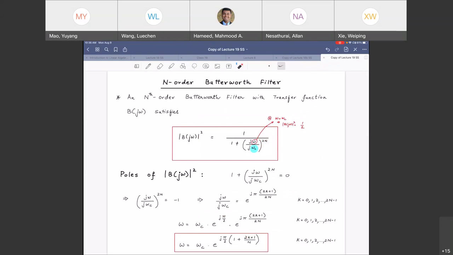So given a cutoff frequency, you know where the poles are, and you will be able to design the nth-order Butterworth filter. What does designing an nth-order Butterworth filter involve? It involves giving a frequency response, or a transfer function. If I know the poles, I will factorize them: omega minus omega 1, omega minus omega 2, and so on. That gives me my frequency response.